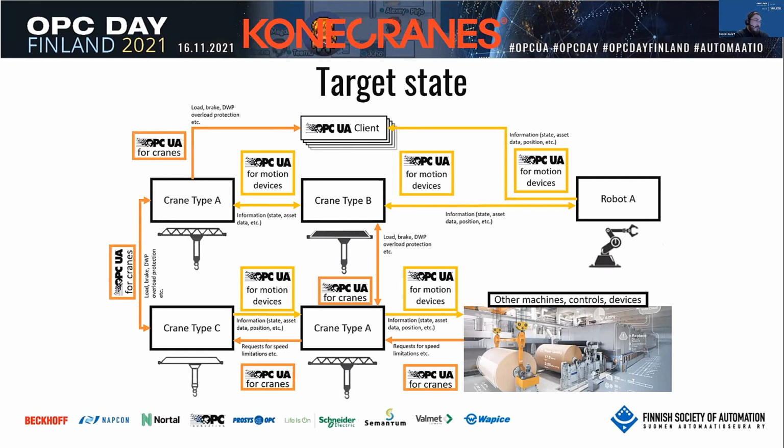Also, the companion specification provides tools for vertical integration with cloud services, MES, ERPs, and so on. So that is represented by the different OPC UA clients in the top of the diagram.